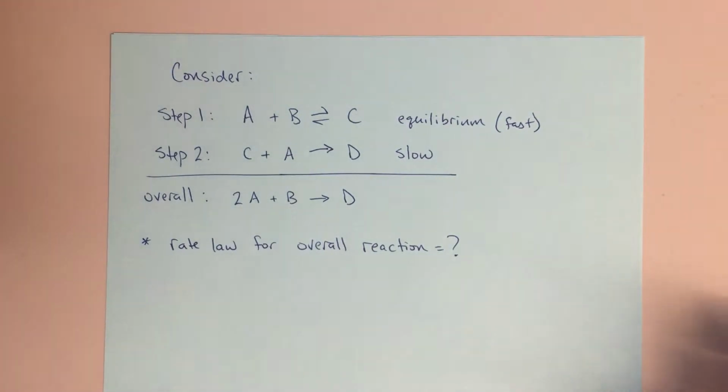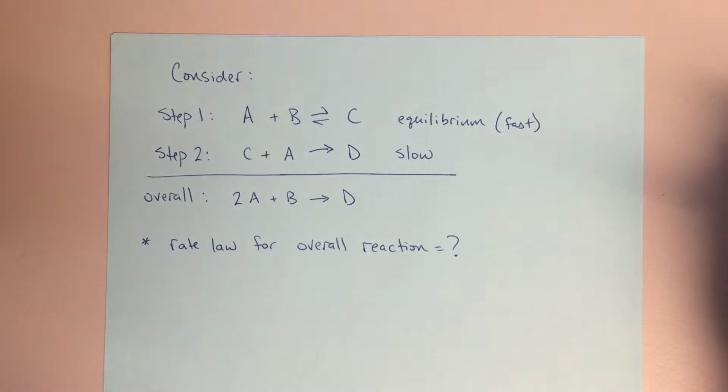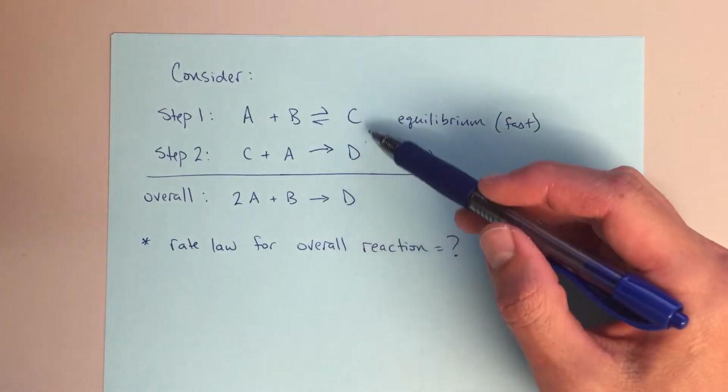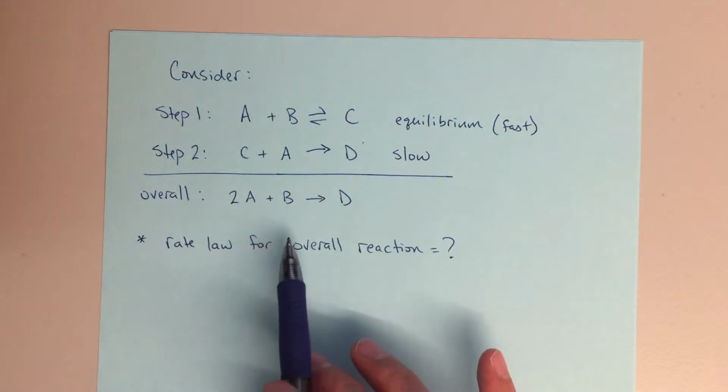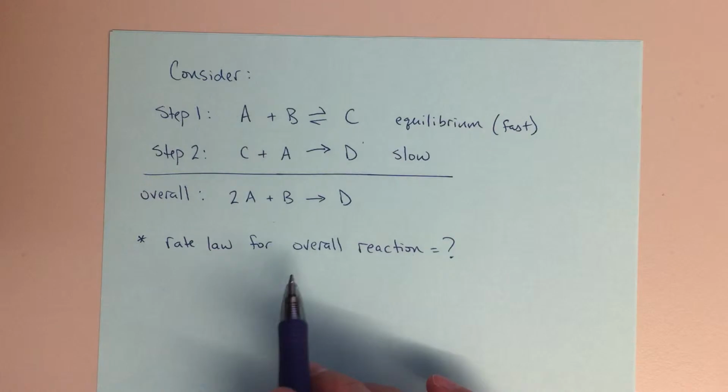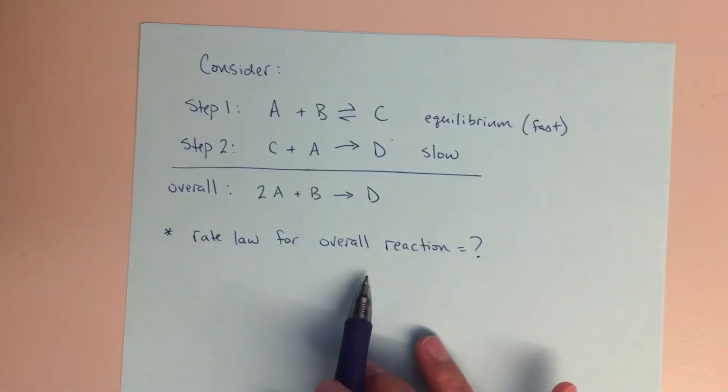Hi class, this is question number 25 on the chapter 13 Sapling homework, and it's a little bit confusing, so I just wanted to run through it really quickly. Here we are asked to consider a two-step reaction mechanism, step 1 and step 2, for the overall reaction where 2A plus B turns into D, and we're asked to find the rate law for the overall reaction.